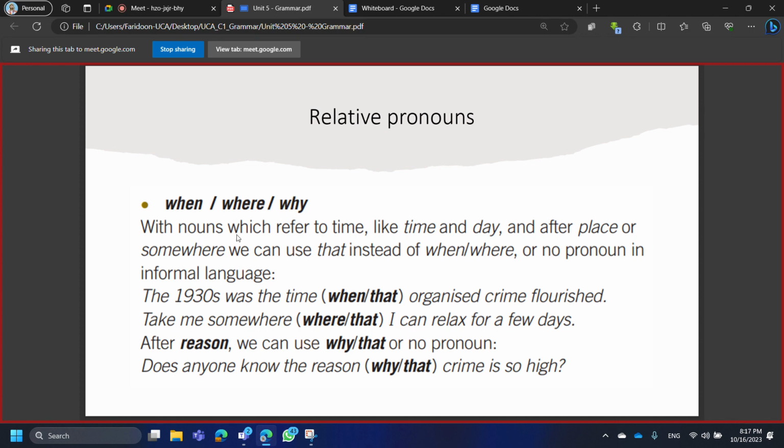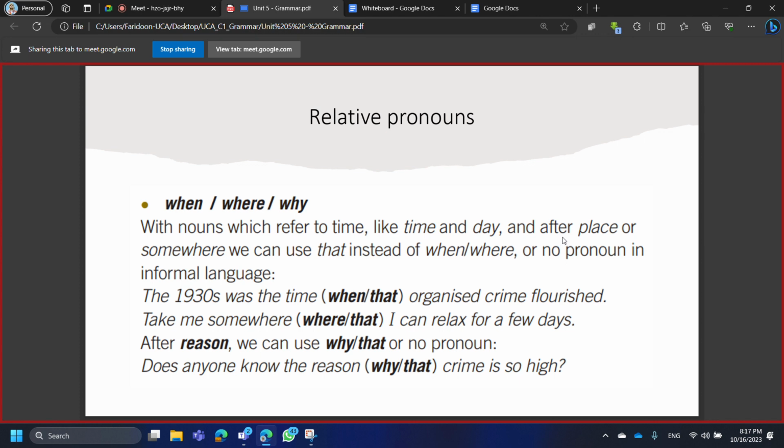When you have nouns that refer to time, you can either use when or you can use that. So what are those words that refer to time? Time itself, so the word time itself can also refer to time, and the word day can refer to time.